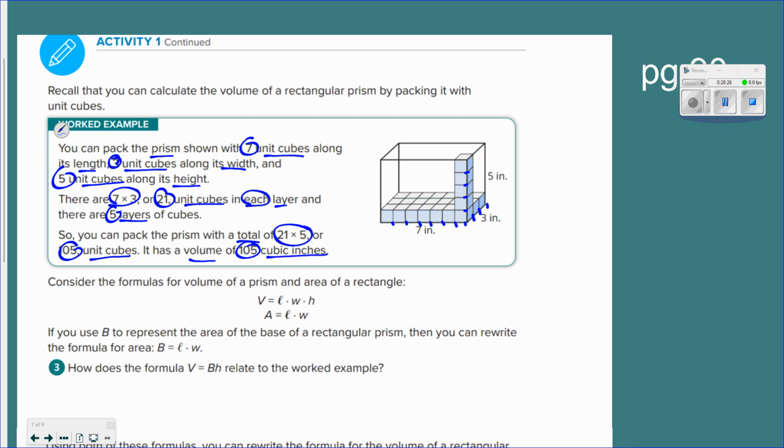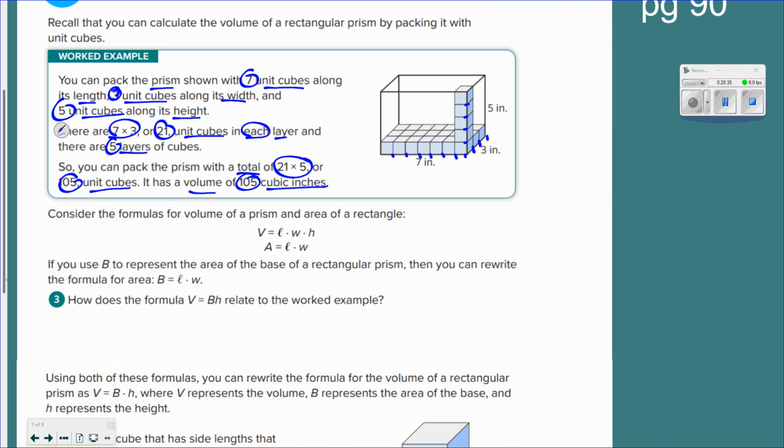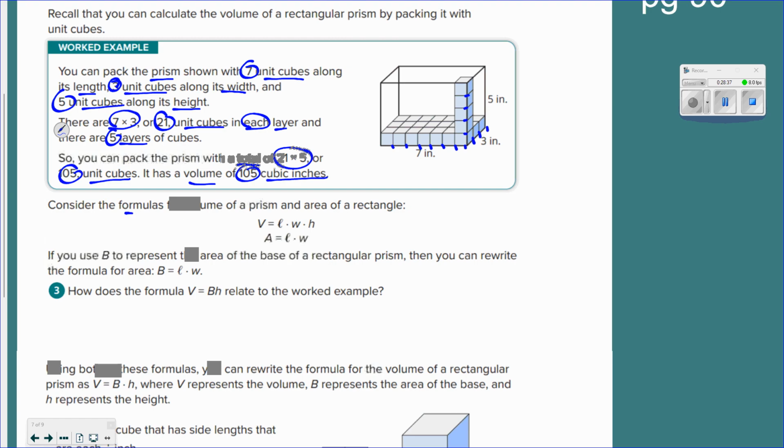So let's consider the formulas for volume of a prism and area of a rectangle. Everybody agree? Volume is length times width times height. We've also been working with area for the last 2 weeks. That's just length times width for a rectangle.